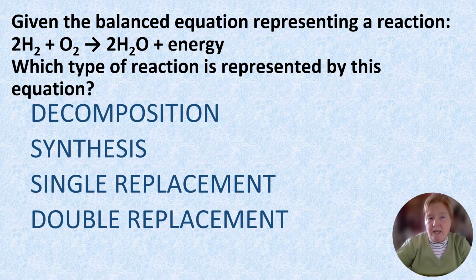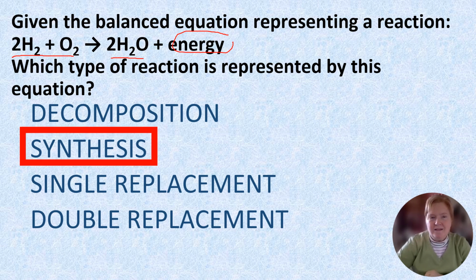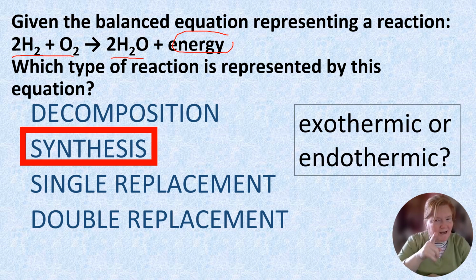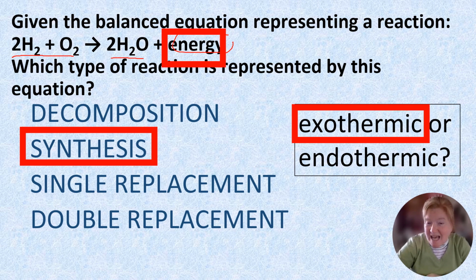So looking at this reaction, which kind of reaction do you think this is? Well, let's look at it. We have two things on this side and one on this side. Yes, it tells us energy is here, but that's not a chemical formula. So this is, yeah, synthesis. Follow-up question, I circled where energy is. Is it exothermic or endothermic? Yeah, it's exothermic because energy is on the product side. It's being released.